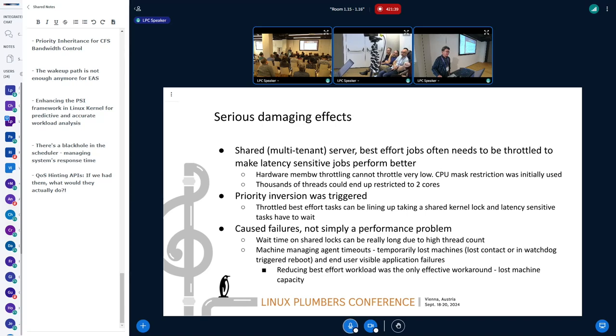No. Okay, because priority inheritance, I don't know what exactly. Oh, maybe I should listen to what you had to say. But I know priority inheritance itself is not great for CFS, the same way it's not great for the deadline scheduler. But proxy execution is something we're also working on that does apply to it.